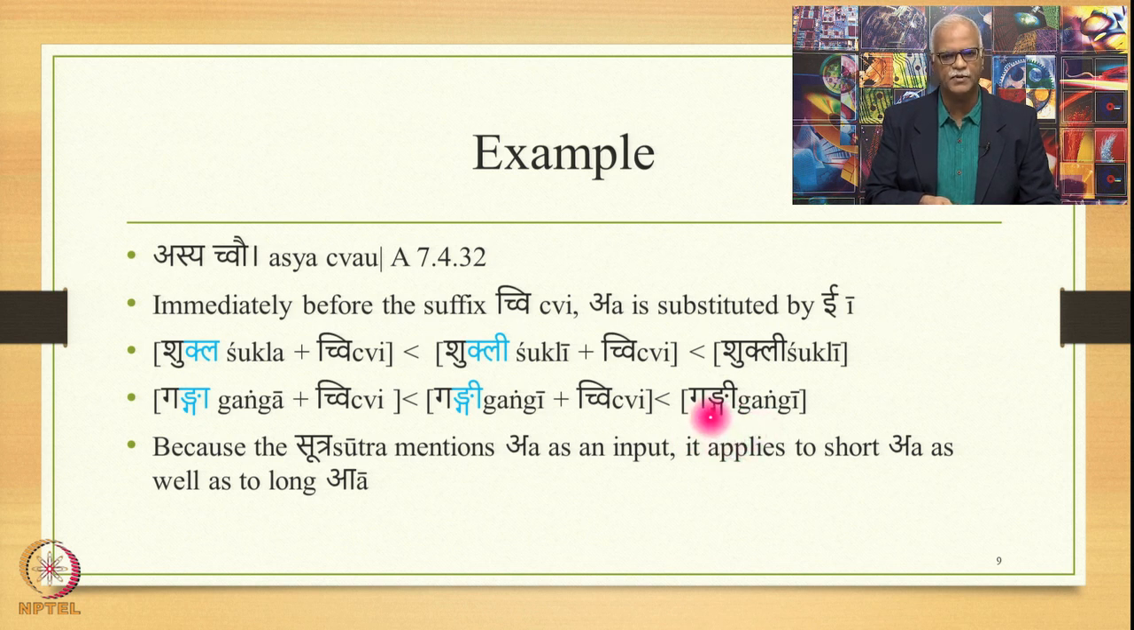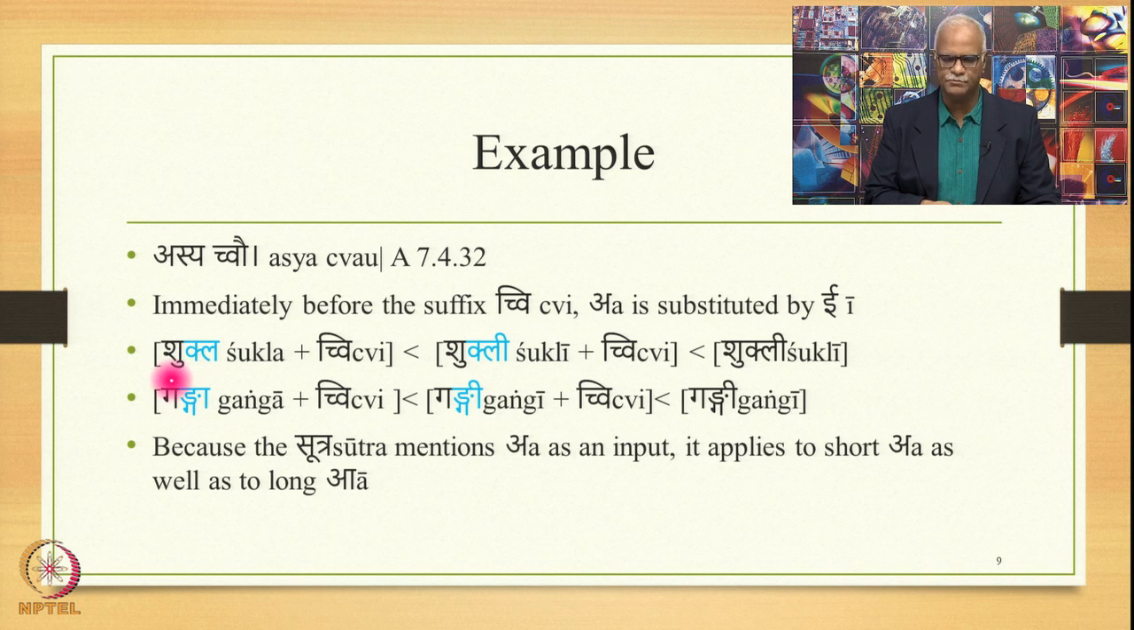Now this sutra is applicable in this case because the sutra mentions only a. Therefore, this a stands for all its 18 varieties. Because the sutra mentions a as an input, it applies to short a as well as to long aa, which is stated to be its savarna or homogeneous sound. So asya chvau applies in both these cases and many more cases.